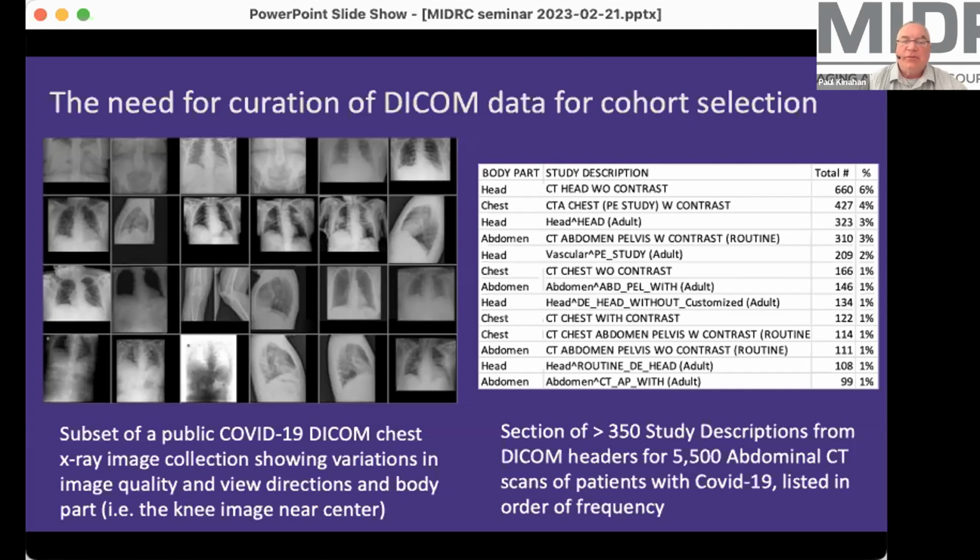So both in terms of what's in the images themselves and also what's in the study description itself, there's a lot of room for improvement if you're trying to figure out how to select images to use for algorithm development or testing.